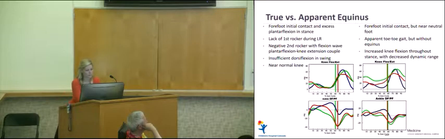And then in true equinus, the ankle is plantar flexed, so the horizontal line is 0, and so the ankle is in plantar flexion all the time, versus the apparent equinus where it's not nearly as much, although this one has a little bit.